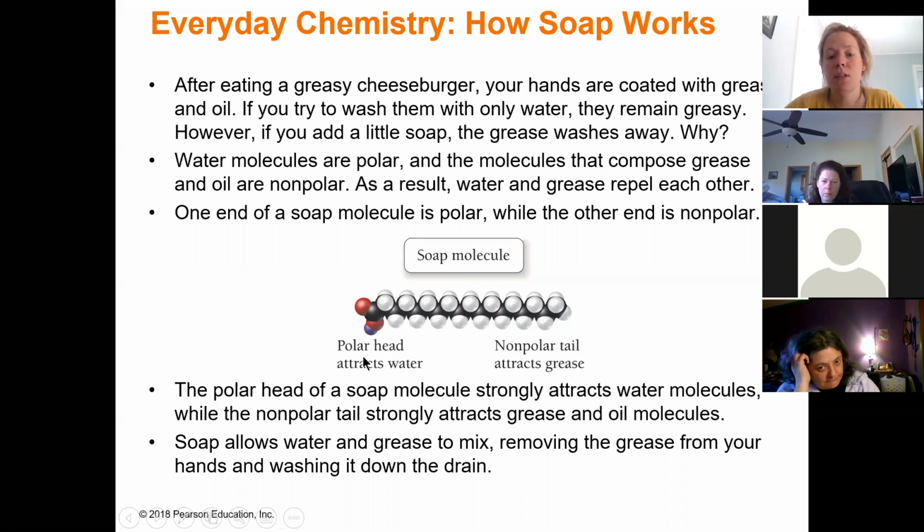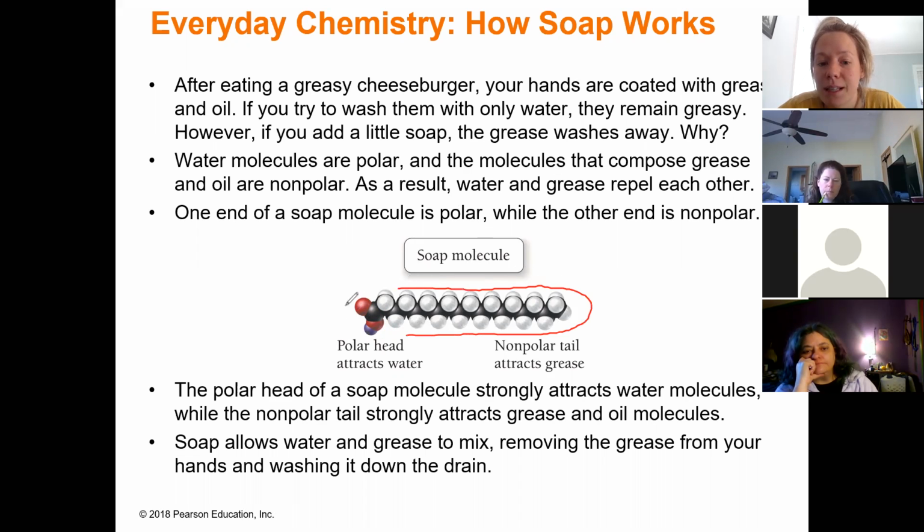So you can originally think of your oil molecule looking like this, nice and balanced. Well, when you go through the soap process, you shove this thing on there. And now what you have is this long soap molecule where a good majority of it is nonpolar, but there's a little head there that's polar.